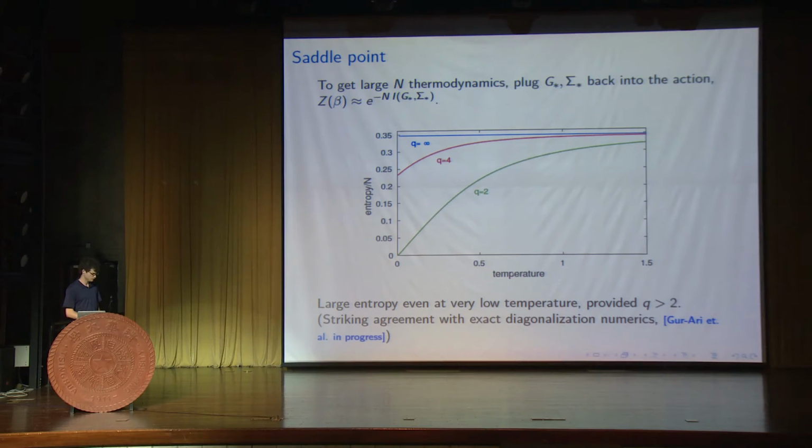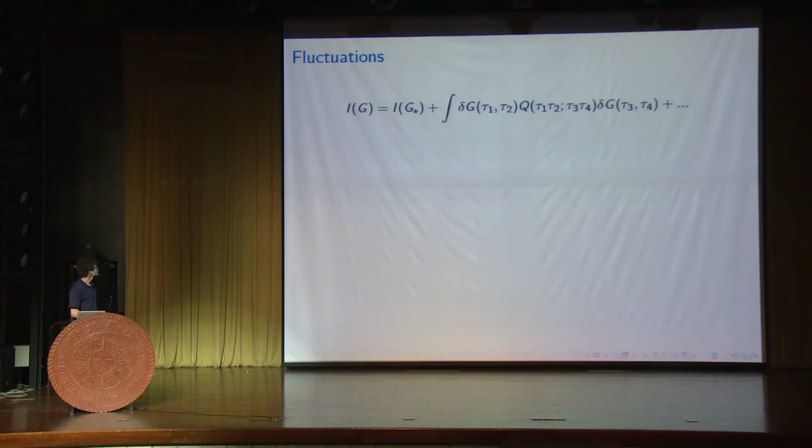Next, we'll study fluctuations. So to do this, we expand the action to quadratic order about the saddle. In principle, the action depends on two fields, g and sigma. But to save writing, I'm going to suppress sigma and just keep track of g. So we expand it about the saddle point plus a quadratic term. Delta g is the fluctuation about the saddle point, g star. This quadratic form here is a simple function of the saddle point values, g star. It's useful to think about it as a matrix where the first two time arguments are like the I index, and the second two time arguments are the J index.